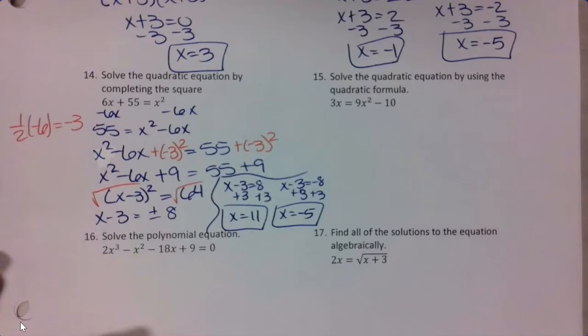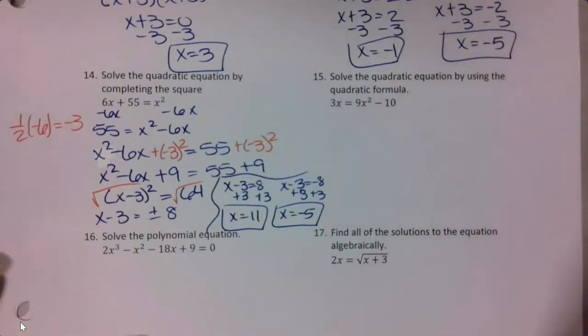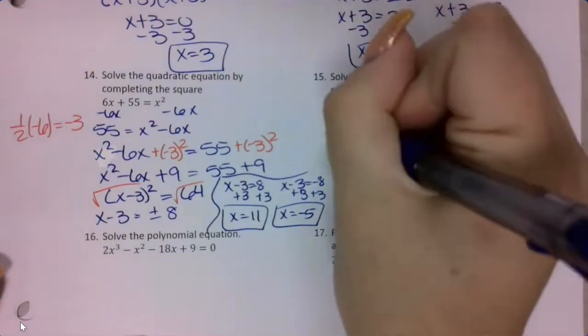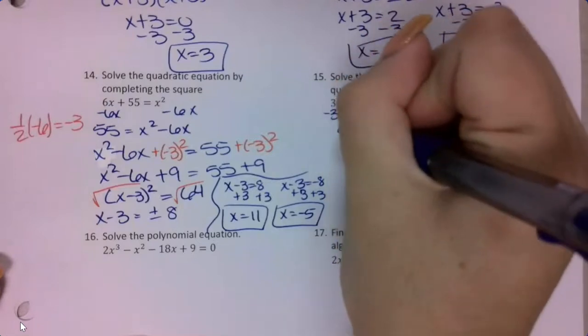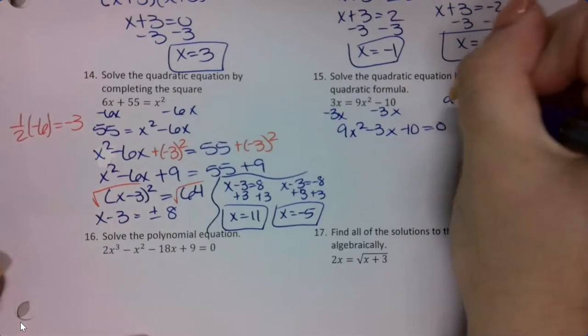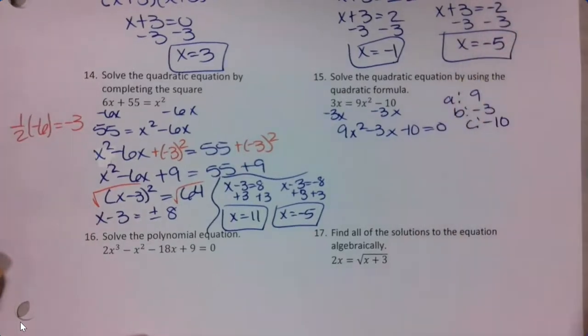Number 15 wants me to solve using the quadratic formula. So in order to do this one, I need all of my terms on one side. I'm going to subtract 3x on both sides. Then I get 9x squared minus 3x minus 10 equals 0. My a value is 9. My b value is negative 3. And my c is negative 10.